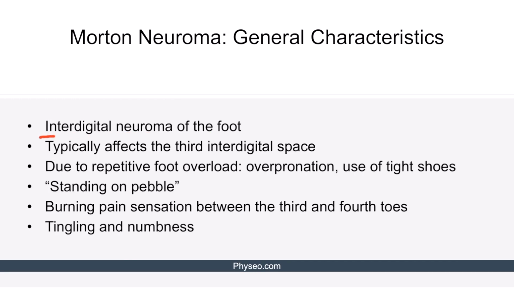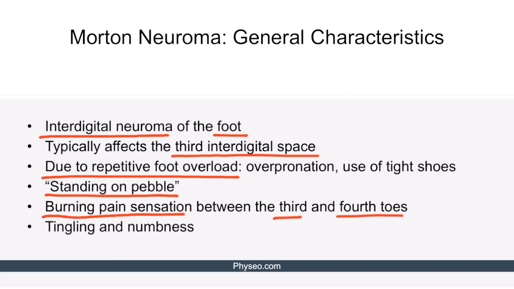Morton neuroma is an interdigital neuroma of the foot that typically affects the third interdigital space. It may be caused by repetitive foot overload, for example, overpronation and use of tight shoes. Patients usually describe the discomfort as standing on a pebble. Also, there is a burning pain sensation between the third and fourth toes, accompanied by tingling and numbness.